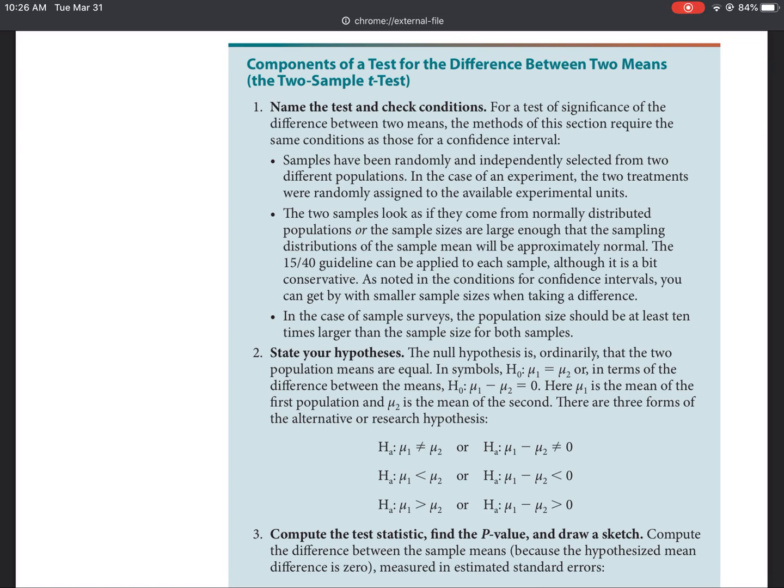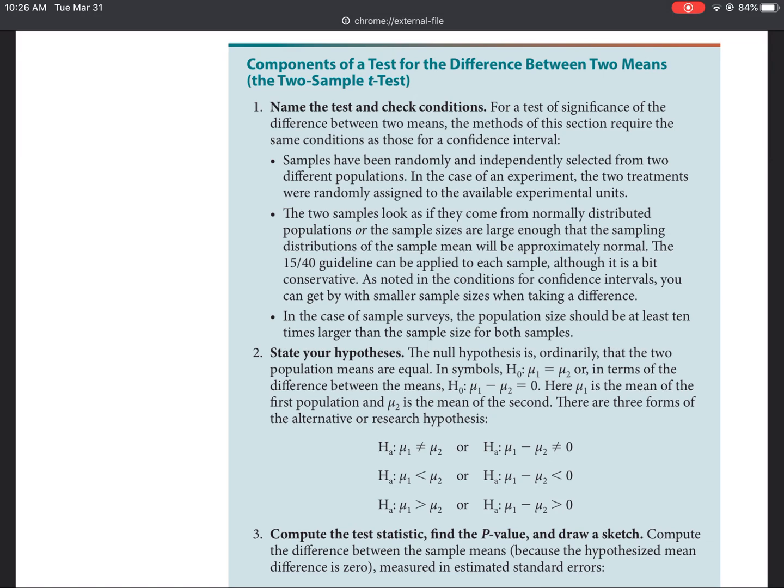The first bullet point for a significance test for the difference between two means is the samples have to be random and independent if we're talking about a survey. And in the case of an experiment, we want the 2 treatments to be randomly assigned to the units. We need to notice that it says 2 samples look as if they come from normally distributed populations, notice the plural, or the sample sizes, again plural, are large enough that the sampling distribution is approximately normal. The 15/40 guideline will be used to determine how much of the normality we need to check.